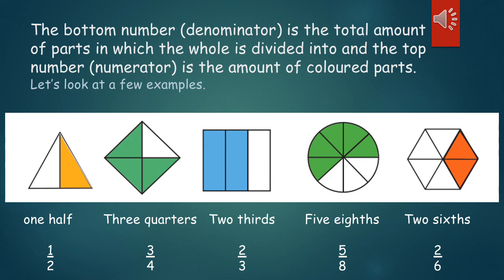The first one is 1 out of 2 parts, so it's 1/2. Number 2, 3 quarters, so 3 out of the 4 quarters are colored. 2/3, 2 out of the 3 parts are colored. 5/8, 5 out of the 8 parts are colored. 2/6, 2 out of the 6 parts are colored.